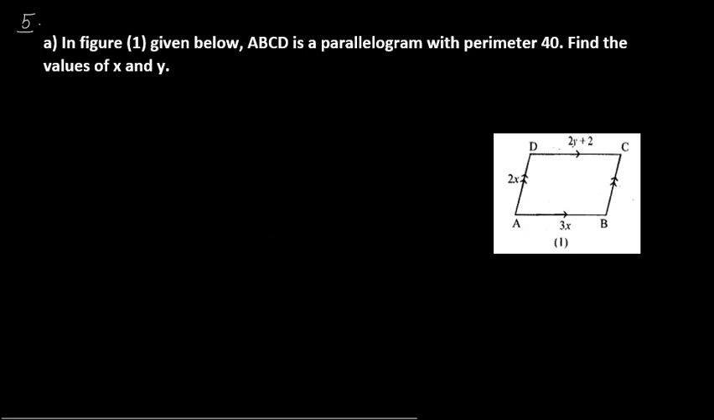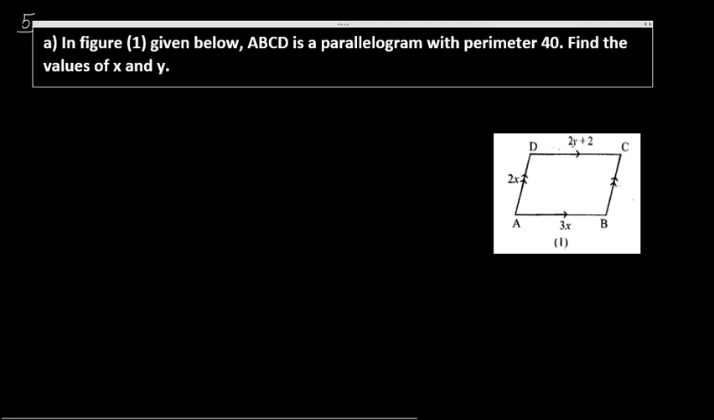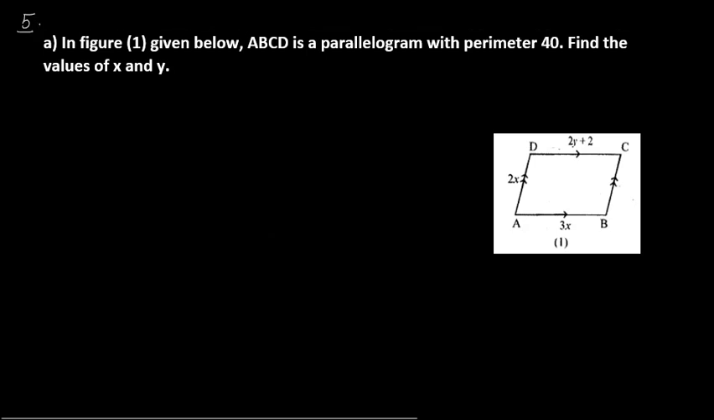Now the next problem, the fifth problem. In the figure given below, ABCD is a parallelogram with the perimeter 40. So you can see the perimeter given is 40. Find the value of x and y. We have to find the value of x and y. ABCD is a parallelogram.